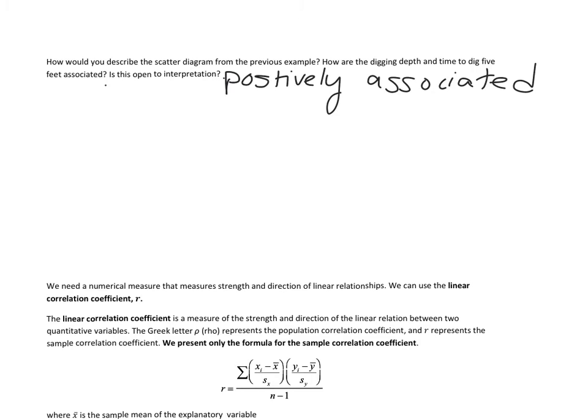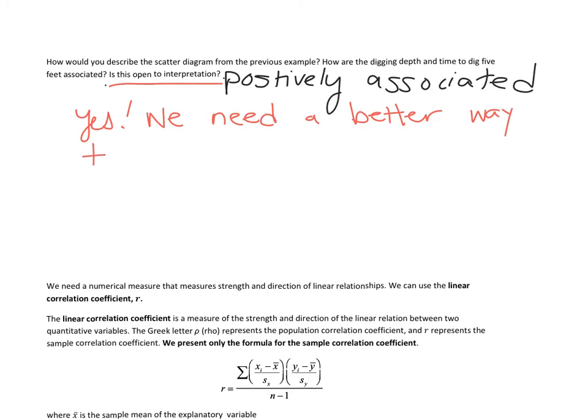So is this open to interpretation? Yes, because we're just answering this question based on a visual understanding. So because it's opinion based, it's open to interpretation. So we need a better way. We need a numerical way to determine if there's any type of association. So we need a better way to measure the relationship. So again, measure means numerical.